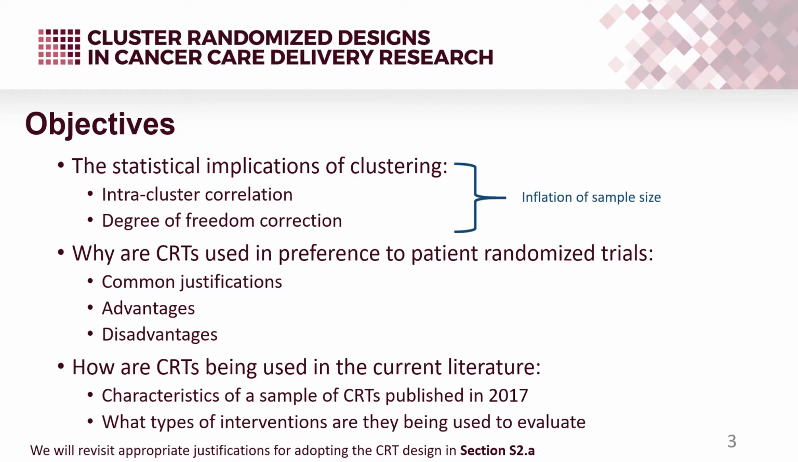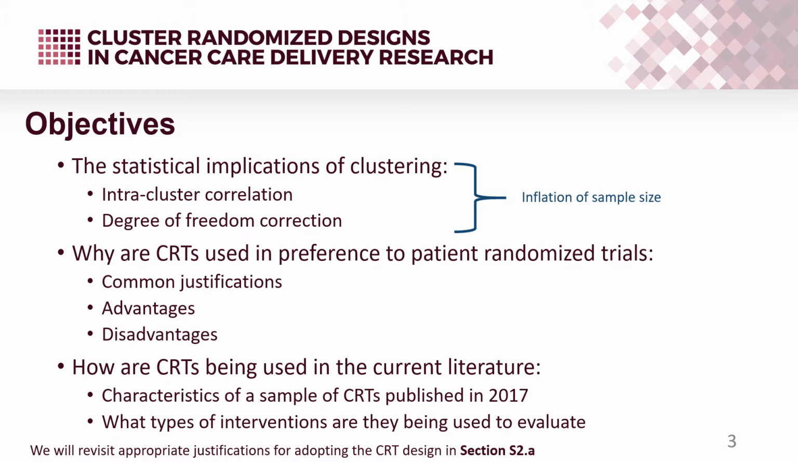So we're going to start by thinking about the statistical implications of clustering. We're going to think about the intra-cluster correlation and what we call a degree of freedom correction. And both of these lead to an inflation in our required sample size. We're then going to go on to think about why cluster trials are used in preference to patient randomized trials in some settings. So we'll think about common justifications and then the advantages and disadvantages of randomizing by cluster.